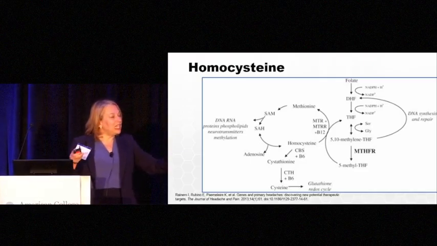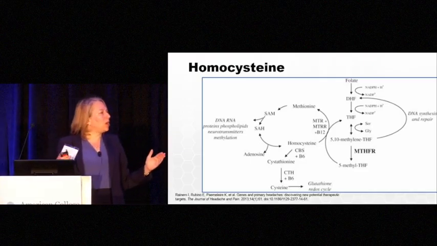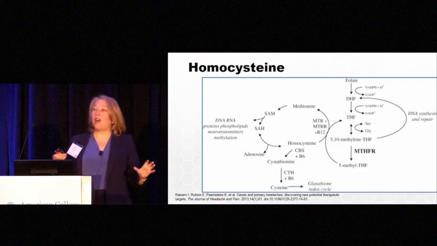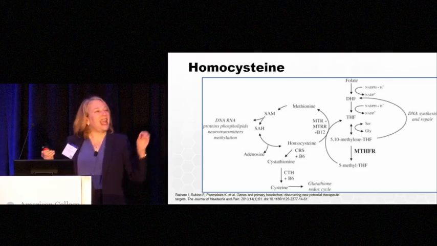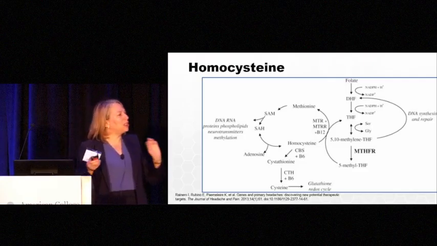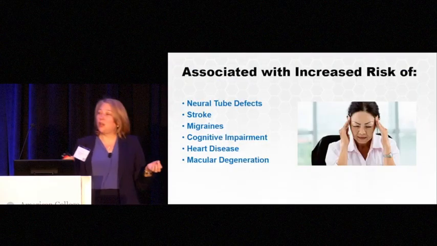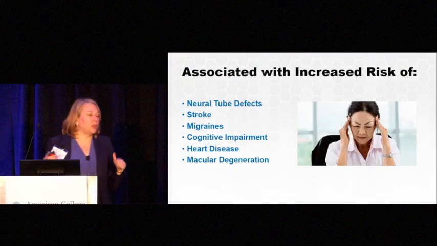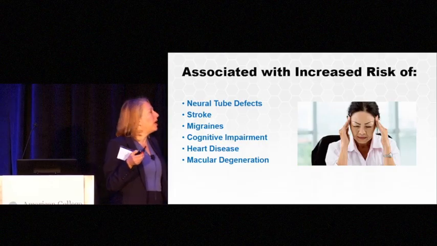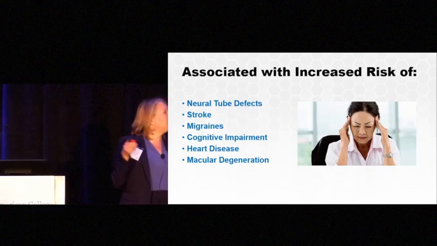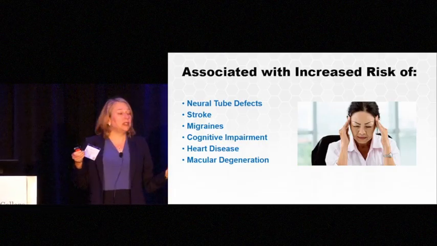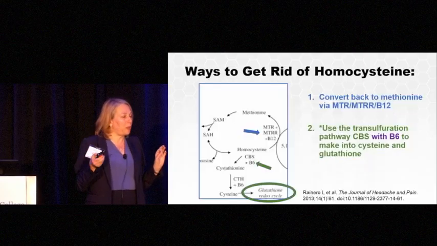So the thing is, if you have backups in any one part of this pathway, you're going to have high homocysteine. And the question is, how can you target helping to lower homocysteine? High homocysteine is associated with increased neural tube defects, with stroke, with migraine, cognitive impairment, heart disease, macular degeneration. The list goes on and on. So it's a pretty important pathway.